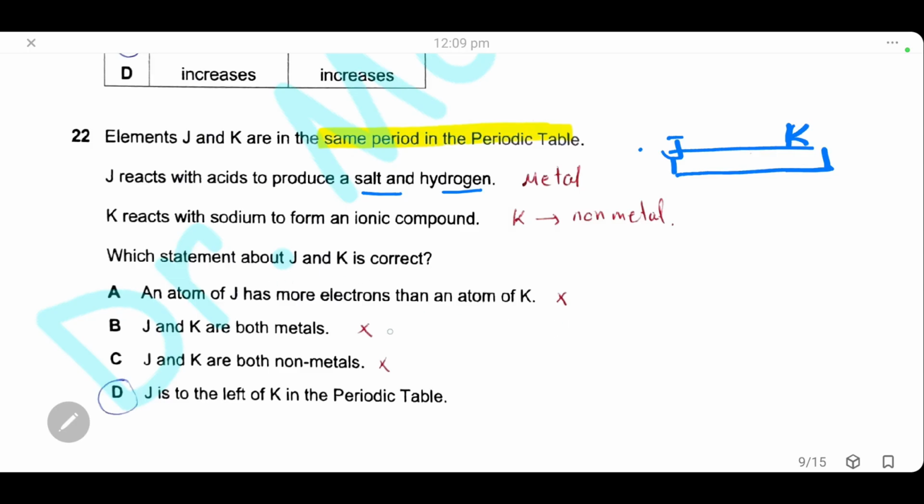Which statement about J and K is correct? An atom of J has more electrons than an atom of K? Of course not, because J is on the left side, so it has fewer electrons. J and K are both metals? As we said, J is a metal and K is a non-metal, so this is also wrong. J and K are both non-metals? C is also wrong. J is to the left of K in the periodic table, and this is correct. The answer is D.